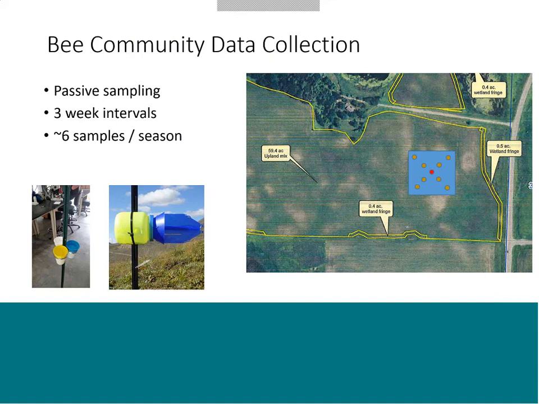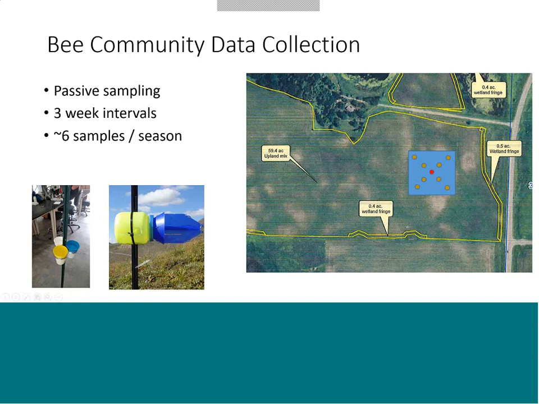We used passive sampling, and we tried to do it as frequently as we could. We had about 21 sites, and we were able to visit every site every 3 weeks. So about 6 samples a season; we ended up getting about 5 samples, actually.